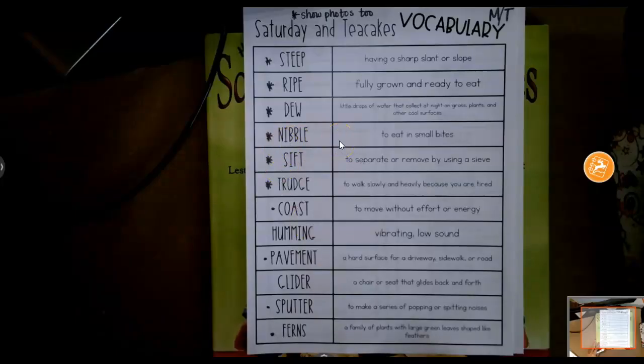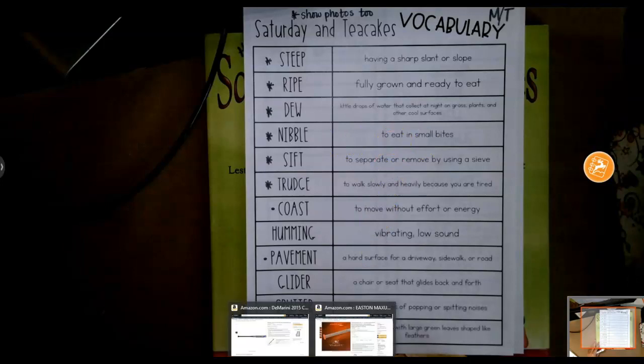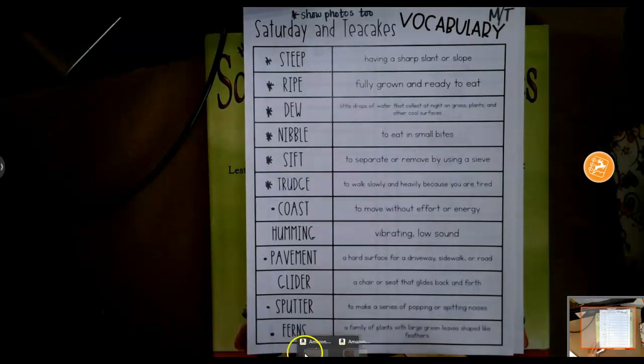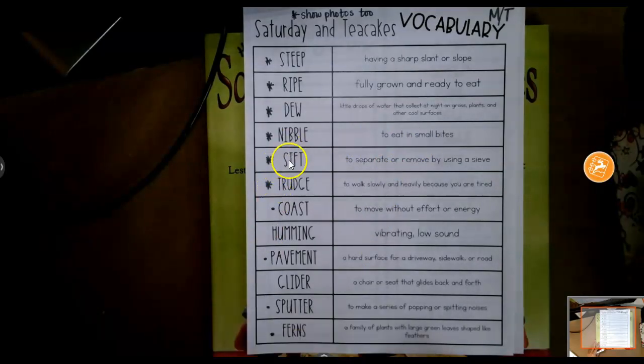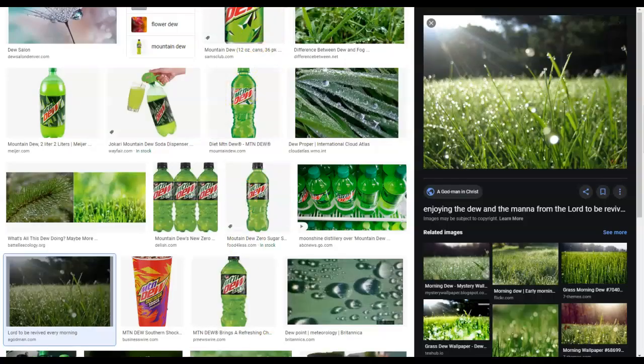nibble. So nibble means to eat in small bites. So when I think of the word nibble, I think of a squirrel nibbling on a nut that he's found out in the grass. They just take small little bites. Okay, sift. To separate or remove by using a sieve. So let's look at what that would mean.